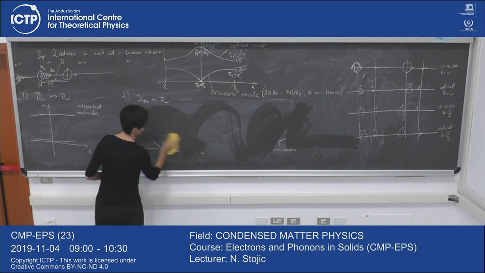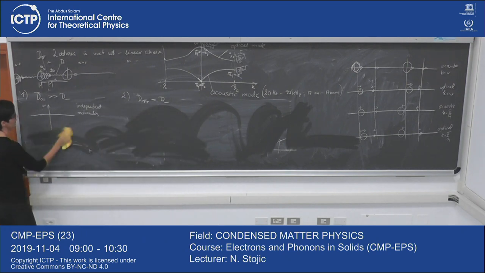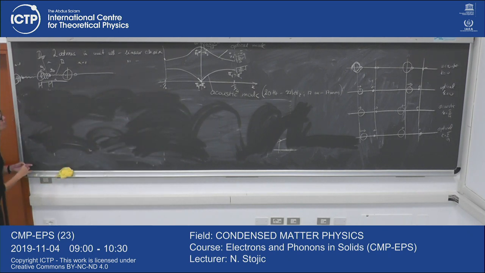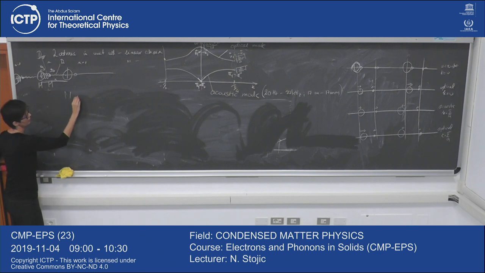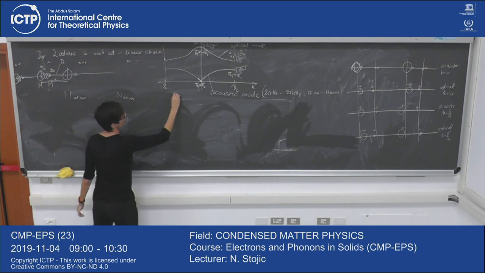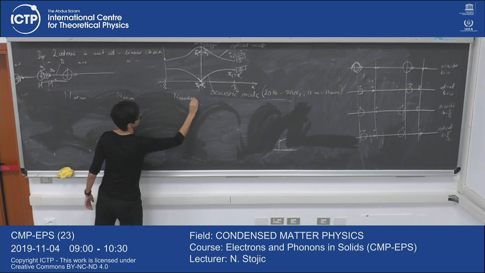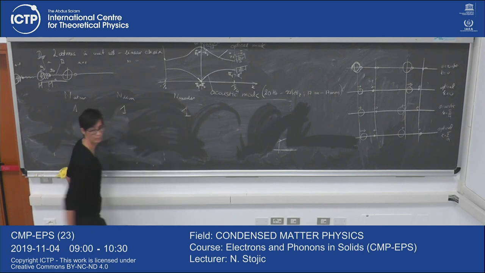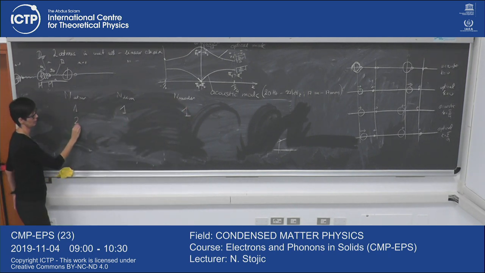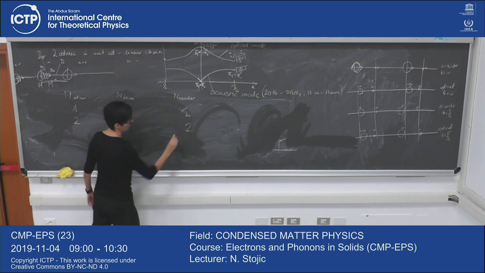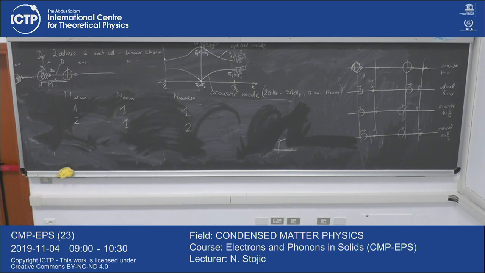So how many modes can you have? They depend on the number of atoms and the number of dimensions. One atom in one dimension, one mode. Then we put two atoms in one dimension, and we got two modes. Here, all our examples are exhausted.